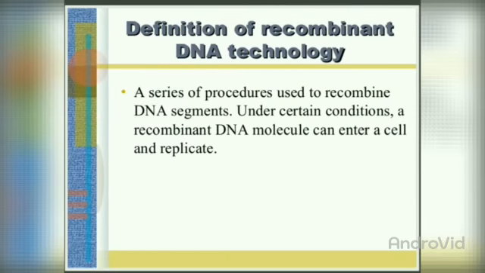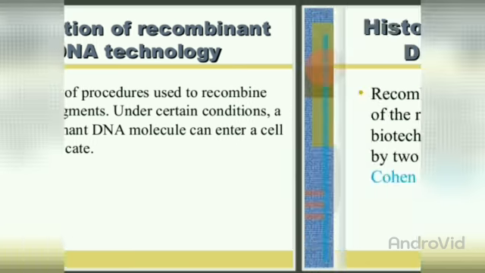Now see the definition of recombinant DNA technology. It is a series of procedures used to recombine DNA segments under certain conditions. A recombinant DNA molecule can enter a cell and replicate. That means when we incorporate the desired segment into the plasmid, then the cell goes through the recombination technique and replicates. So after the replication of the cell, we also get the DNA fragment of that desired gene.